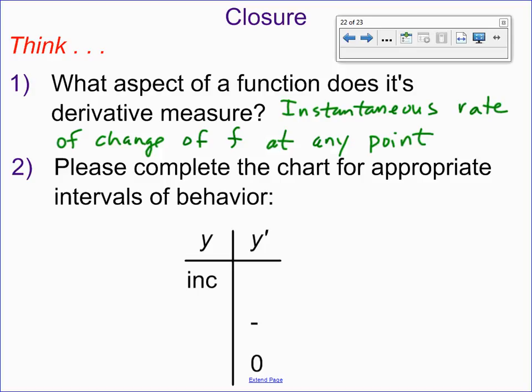Please complete the chart for the appropriate intervals of behavior. If y is increasing, then on the corresponding interval, what's true about y prime? Danny? Positive values, good. If y prime is negative, what does that indicate about y's behavior, Ben? It's decreasing. Decreasing, thank you. And what feature must occur on y if y prime equals 0? Tyler? Horizontal line. Good. A horizontal tangent must occur.